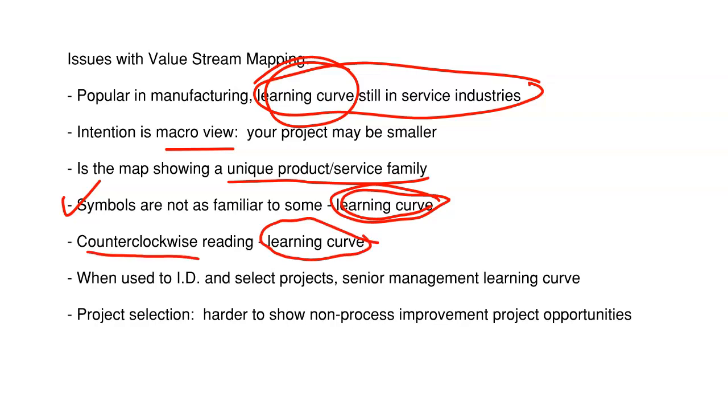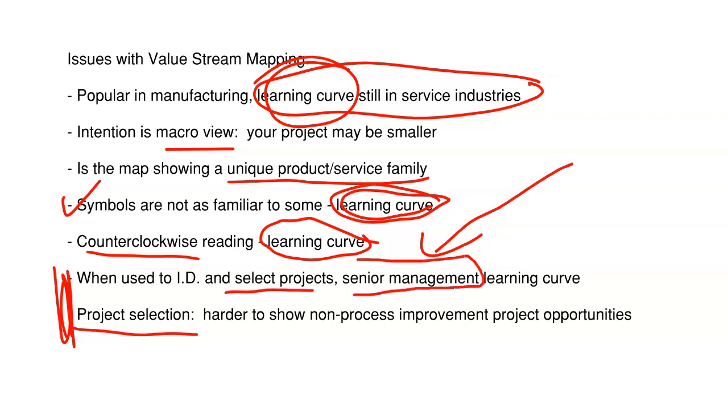And the last 2 are really about project identification and selection. If you're using a value stream map in that manner to select and identify projects, that typically means that you're going to have not just process analysts and process improvement specialists, but also senior managers be familiar with how to read and interpret a value stream map. And they can, but there is a learning curve associated with that.